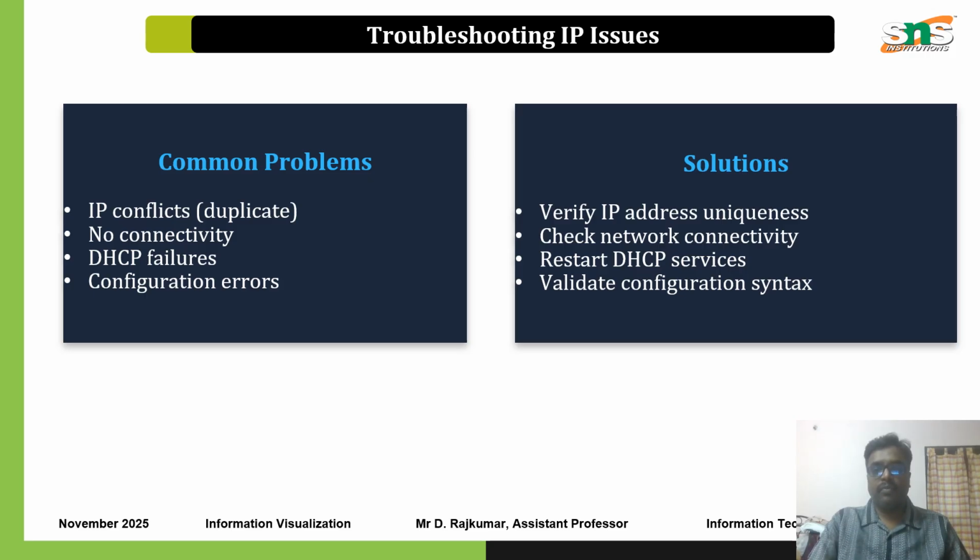Whenever we configure, there will be common issues, so troubleshooting. The common problems identified are duplicate IP addresses, sometimes no connectivity, sometimes DHCP failure, and configuration errors. Whenever there is an IP address conflict, we have to verify whether the addresses are unique, and if they are identical, we have to change them. When there is no connectivity, we have to make sure the connectivity is established. Whenever DHCP fails, we have to restart it, and whenever there are configuration errors, we have to check the configuration again and make sure it is working properly.